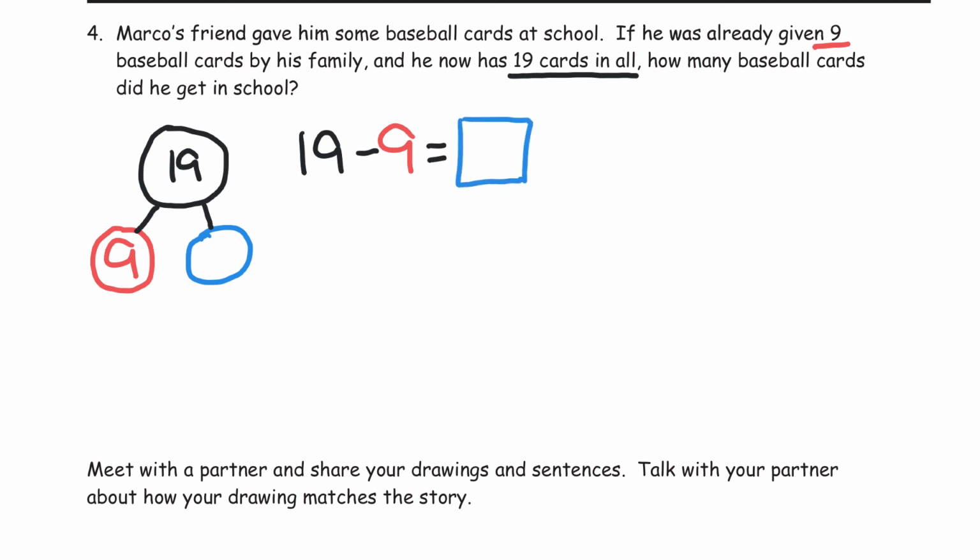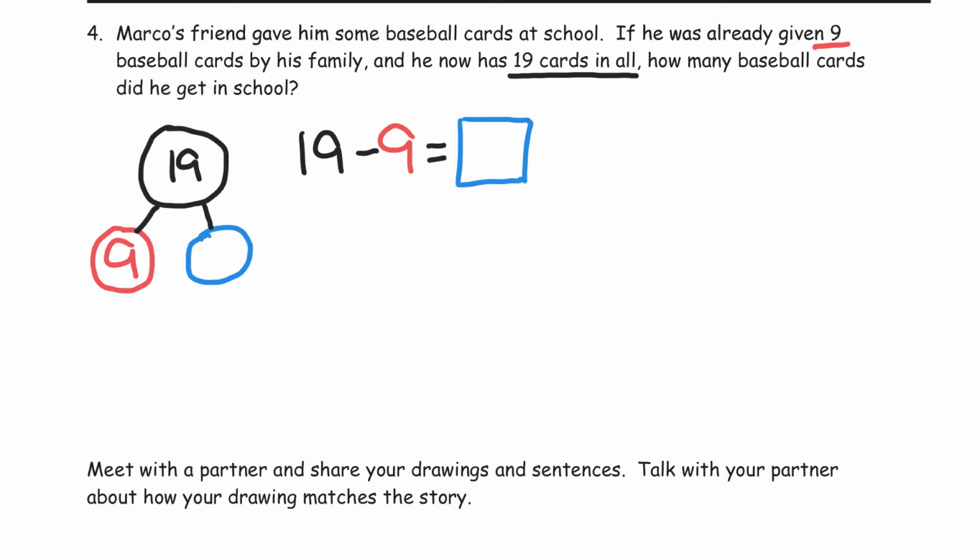So again, we set it up like this. 19 total, 19 cards in all. We're going to subtract out the 9 because it says if he was already given 9 baseball cards by his family, how many did he get in school? So we're going to take out what he was already given, that 9, and get our mystery number. We can do this a couple of different ways. We can draw it out, or we can make a mini number bond to subtract as well.